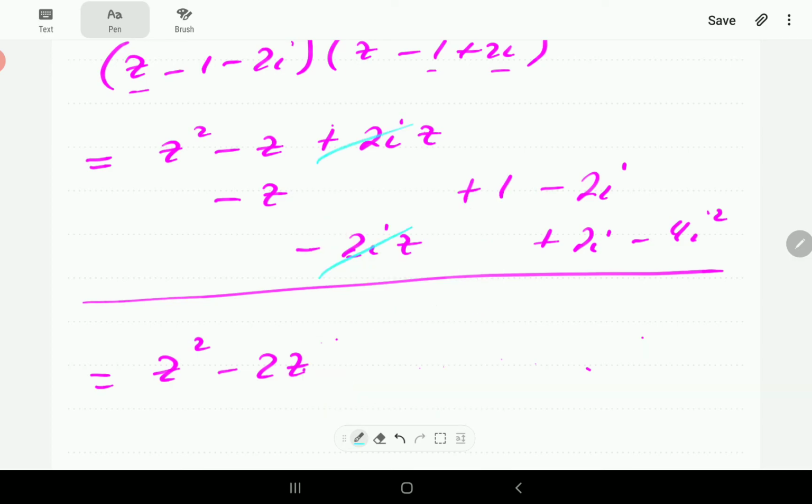These cancel out, these cancel out. So this is going to be plus 1. This is going to be plus 4. So this is giving us z squared minus 2z plus 5. So this must be a root. Sorry, a factor as well.